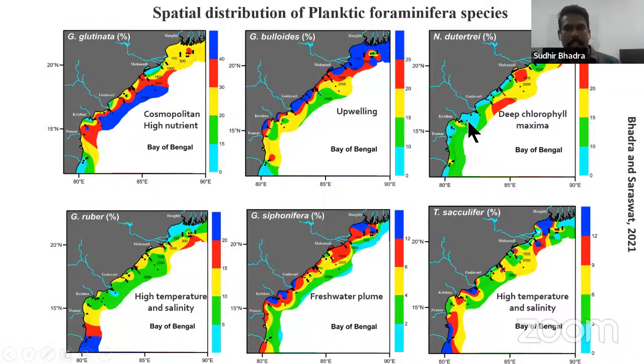So it is more abundant here because of the deep chlorophyll maxima. That is a process that happens in the Bay of Bengal, and I'll talk about that in more detail in the next slide. Ruber and sacculifer both prefer high temperature and salinity conditions, whereas siphonifera is mostly abundant near the river mouths, so it is more tolerant to freshwater influence.